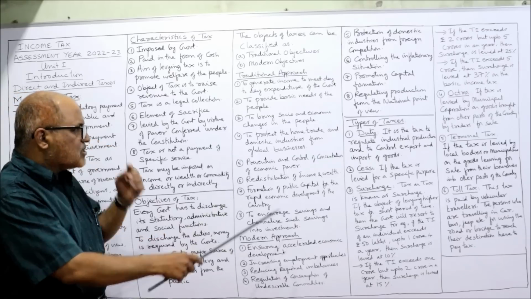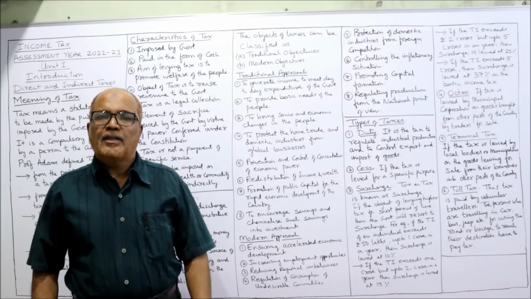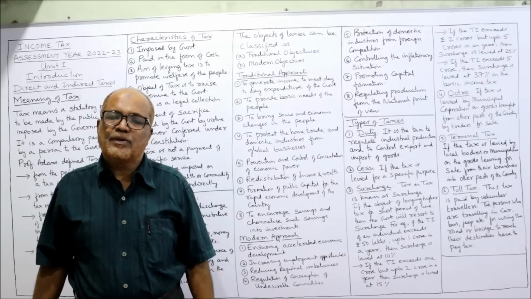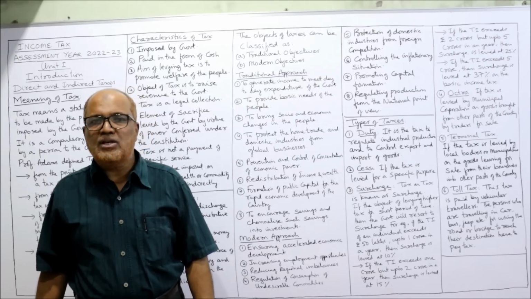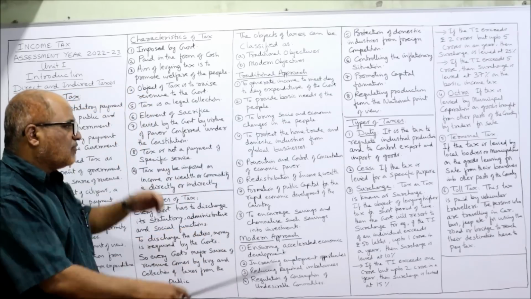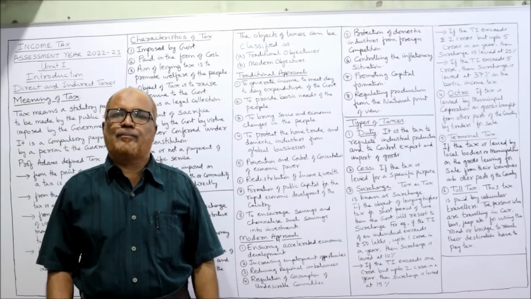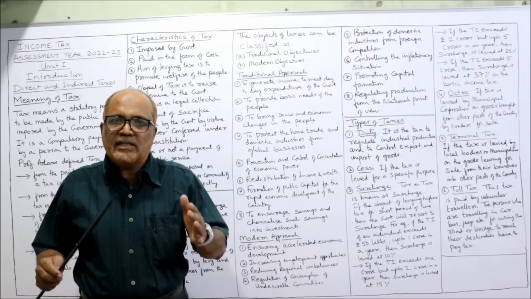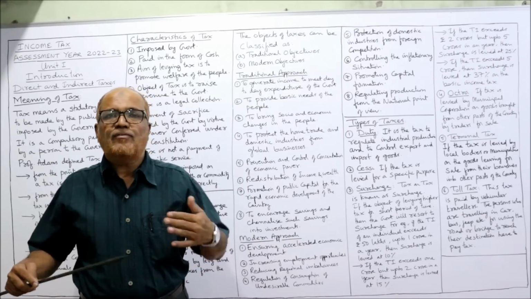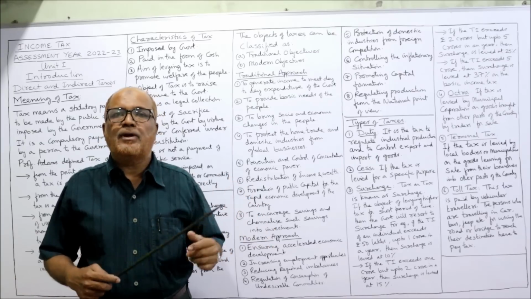Next one is redistribution of income and wealth. The income and wealth of the country should be distributed among the people so that the gap between rich and poor is reduced. Next one, formation of public capital for rapid economic development of the country. By using these taxes, the government will make capital formation for the economic development of the country.